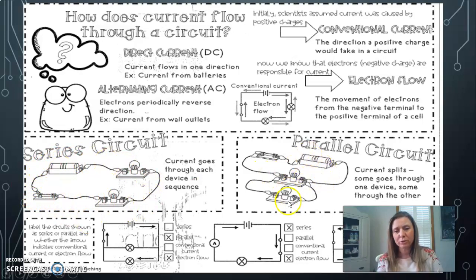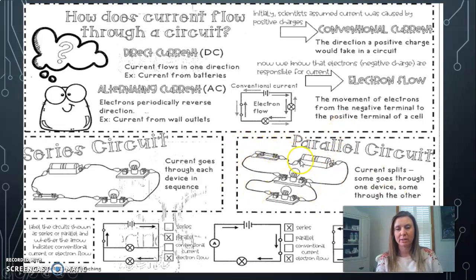Whereas a parallel circuit, you can see it looks slightly more complicated, but it allows for one light bulb or both light bulbs to be on or off. It can have different types of mechanisms behind it. So in a parallel circuit the current splits. Some goes through one device and some goes through the other.